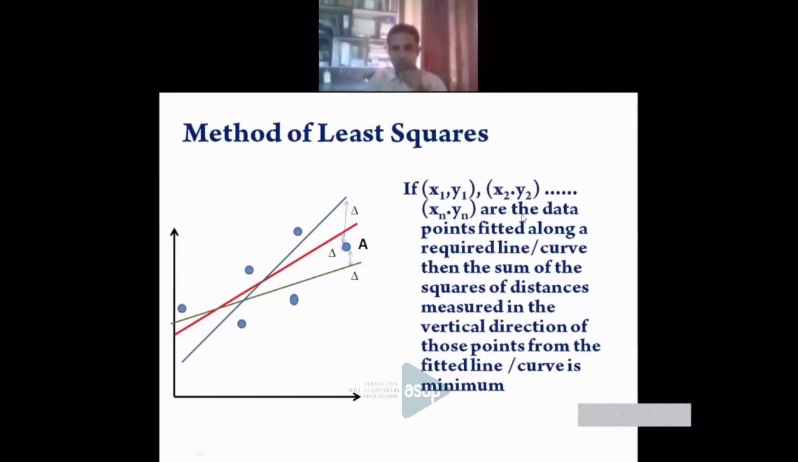If you have points fitted on a line, the square of the distance, measured in the vertical direction, which is the least is the best. This concept should be in your mind, because this is what helps us to evolve various equations or various solutions for the different types of curve.